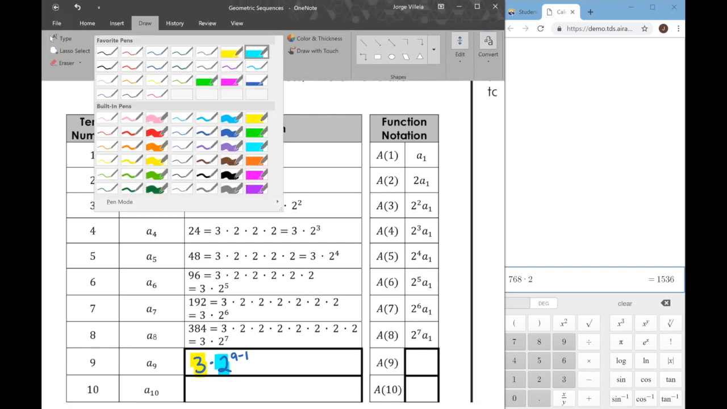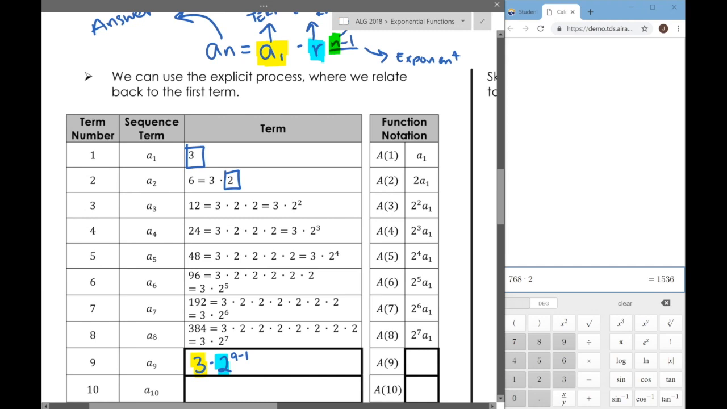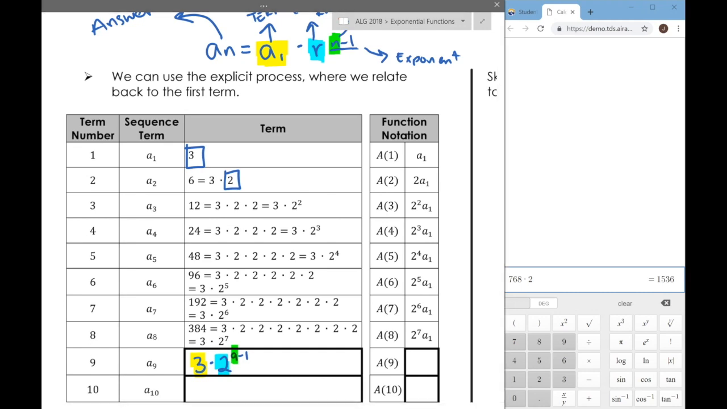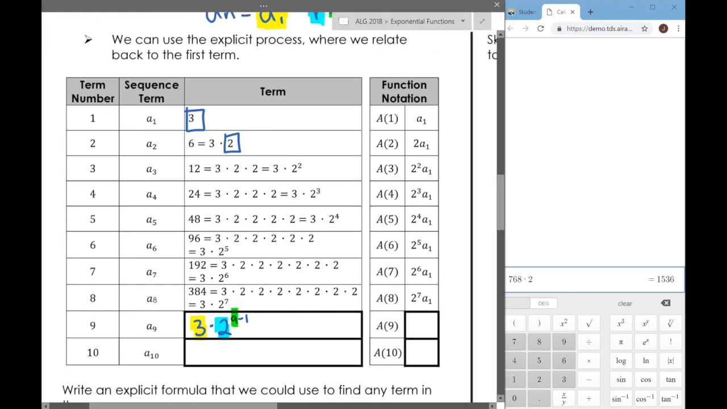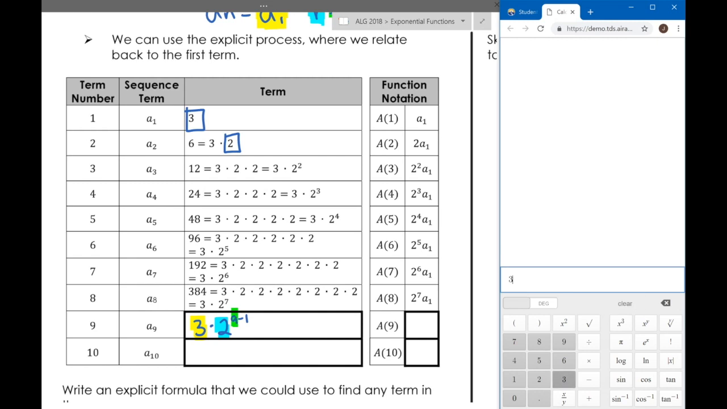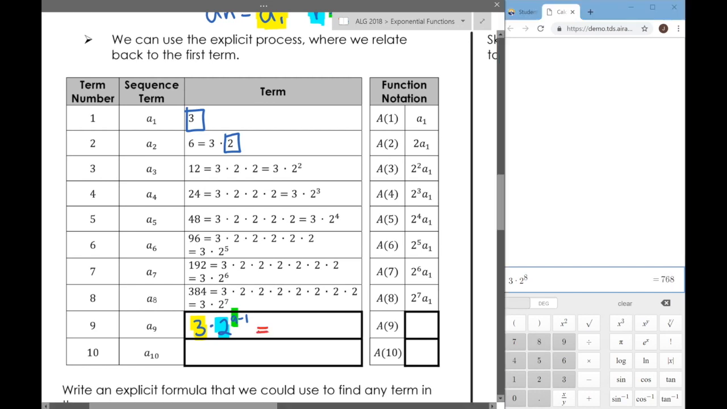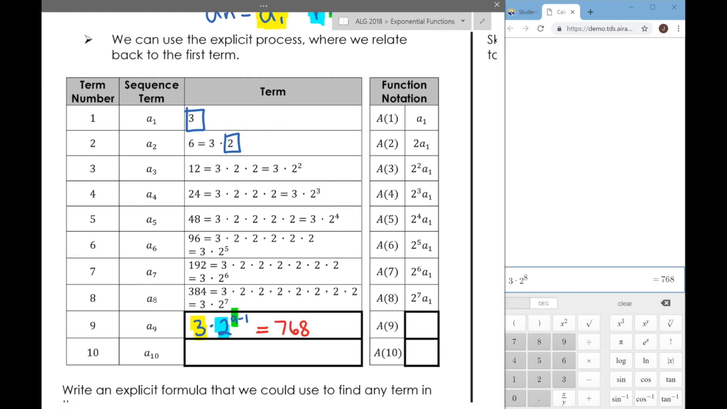Then remember how I told you guys that this n is just the term we're looking for. That 9 is the term we're looking for. The minus 1 will always be there. So now, if I wanted to solve this, I would do 3, so let's clear this on the calculator. 3 times 2, and I'm going to do an exponent, but instead of the power of 2, it's going to be 9 minus 1. That answer, 9 minus 1, is 8. So this answer is 768. Remember, all I did was put this in the calculator. 9 minus 1 was 8, so that's why I put it to the power of 8.